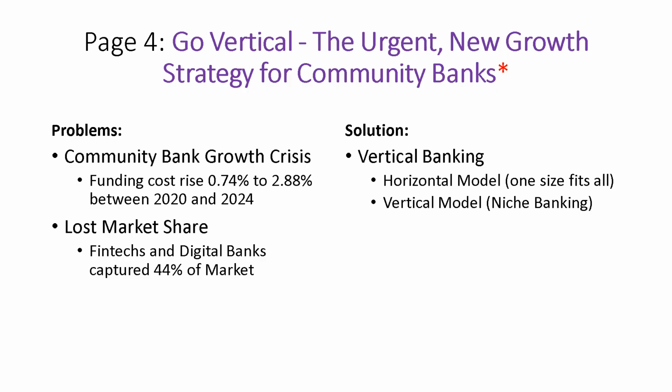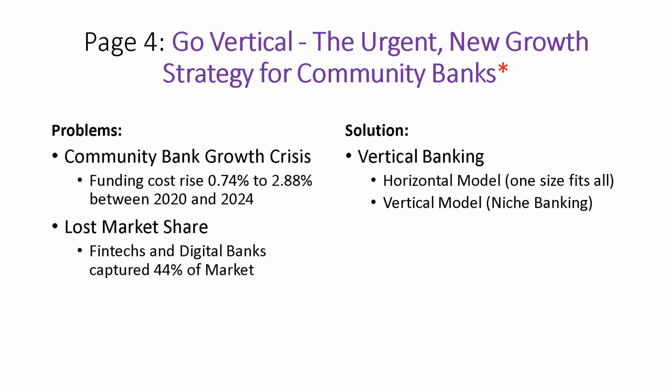So we had to review three articles. My first article was called "Go Vertical: The Urgent New Growth Strategy for Community Banks." This article identified some problems, and then it gave a solution. And the solution, as you'll see, they call vertical banking or niche banking.